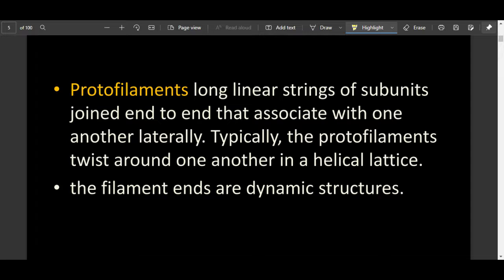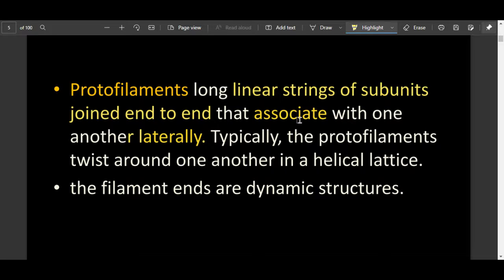Protofilament. What is a protofilament? Protofilaments are long linear strings of subunits joined end to end, just end to end, and they associate with one another laterally.